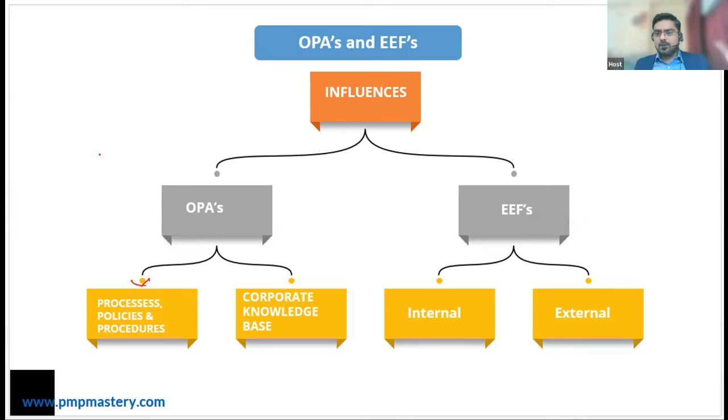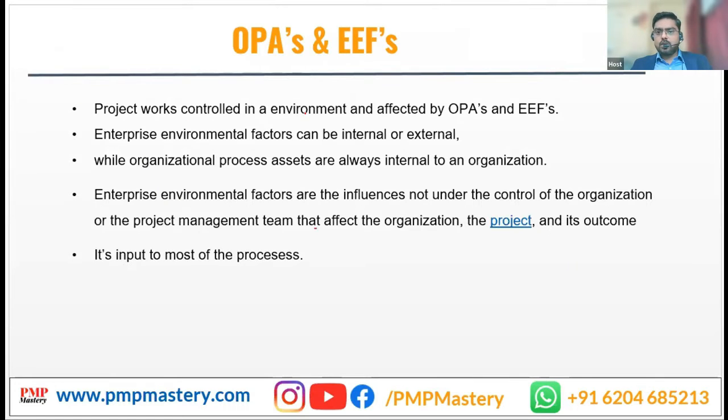When we are talking about the influences, the major role is played by two elements here: OPA and EEF, organizational process assets, and second, enterprise environmental factors. OPA has two types: processes, policies, and procedures, and the corporate knowledge base. EEF also has two types: internal and external. Let's see here. The project is controlled in an environment and affected by OPA and EEF.